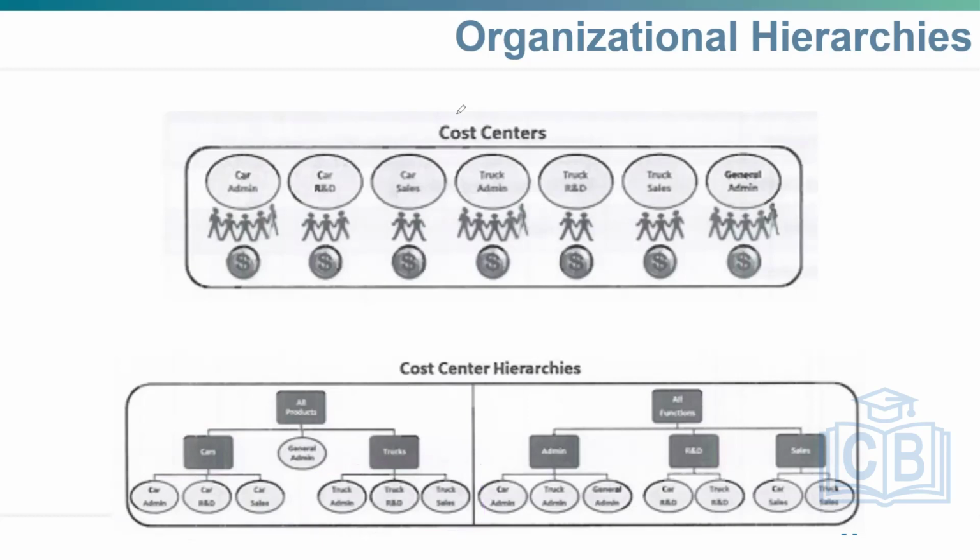Similarly, keeping in view the same number of cost centers and same type, it could be set up in a different way, where you have all your functions on the top, then you have your functional admin, functional R&D, functional sales, and under admin, you have your car, truck, and general admin. Under R&D, you have your car and truck R&D, and under sales, you have your car and truck sales. Depending on how your organization is set up and how you would like to do the cost allocation, it could be different for many companies, and these are just two examples as to how it can be set up. But there could be more variations and iterations depending on the company's financial organization hierarchy.